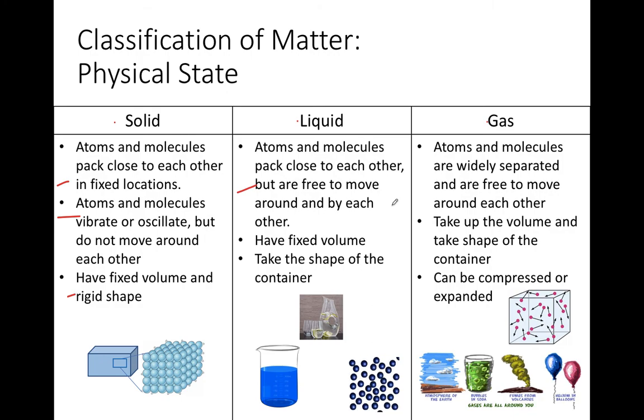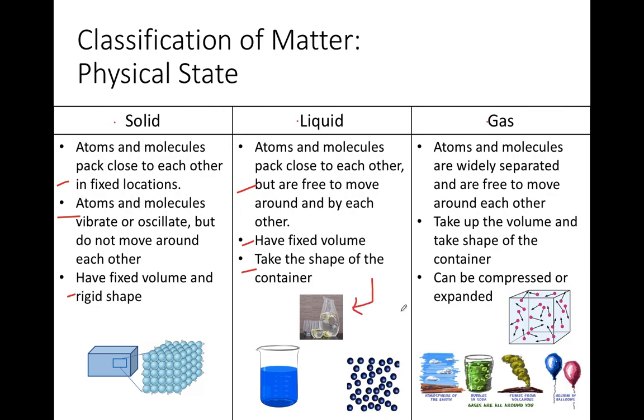So the atoms and molecules are still close to each other, but they're free to move around. So this would be like if I asked you guys to get up and start mingling with each other in this classroom and you guys can go around and meet each other. You're still confined to this tight space, so you're very close to each other, but you have this freedom to move around now. So you still have a fixed volume, and now the liquid can take the shape of a container.